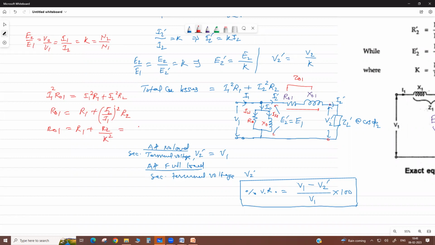And this R2 by K square, we can write as R1 plus R2 dash. So what is the value of R2 dash? R2 by K square, where K is the turn ratio. Got it? Similarly, we can calculate total reactance, that is X1 plus X2 dash, where X2 dash equals X2 by K square. Similarly, your impedance Z2 dash or ZL dash.